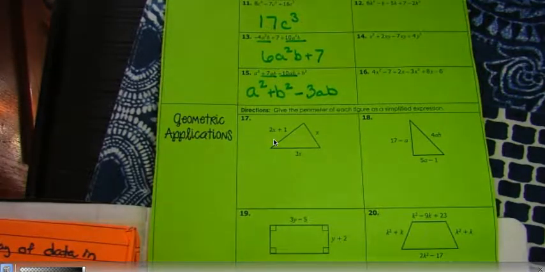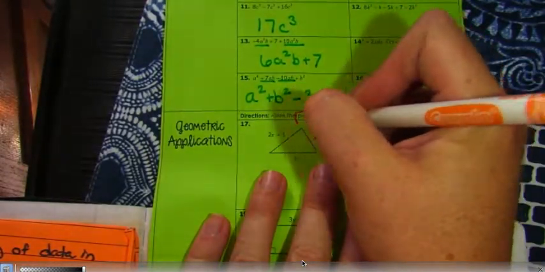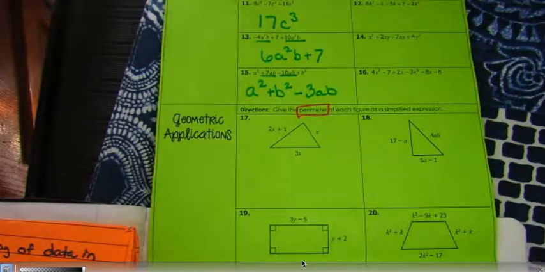So we're going to finish our notes. I'm going to do 17 and 19, and then you're going to finish the rest of the green sheet by yourself if you're ready for it. So 17 through 20, our directions say give us the perimeter. Keyword perimeter, remember you add up all sides.